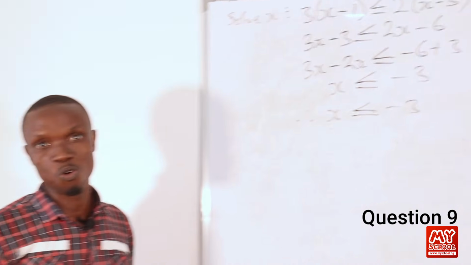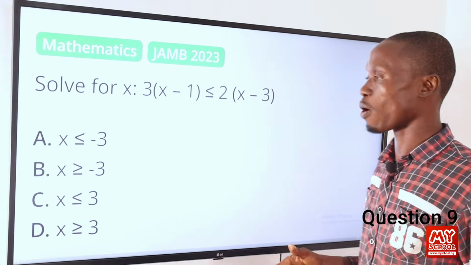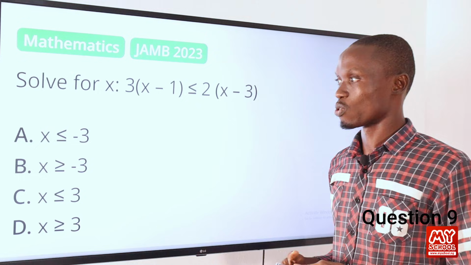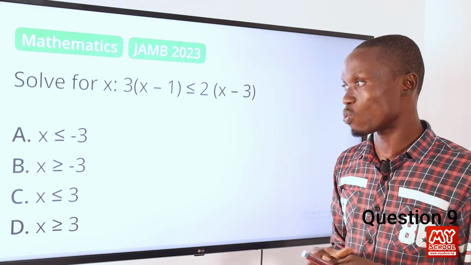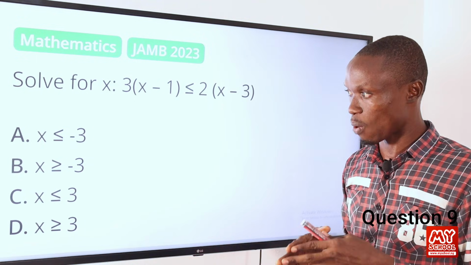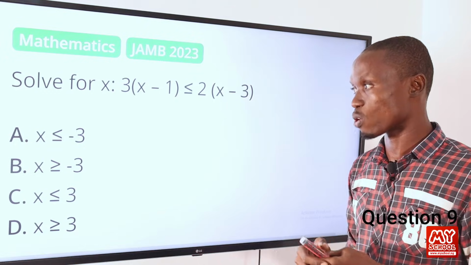So let's move over to our screen and see if our option is there. So from the calculation we did on the board, the answer to our question is A. x is less than or equal to minus 3.